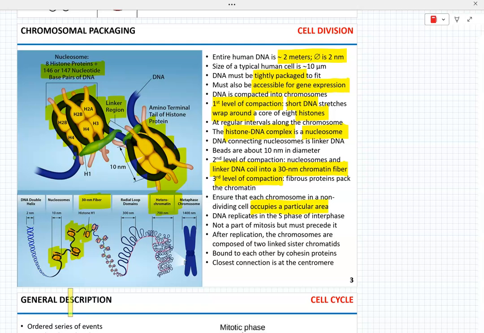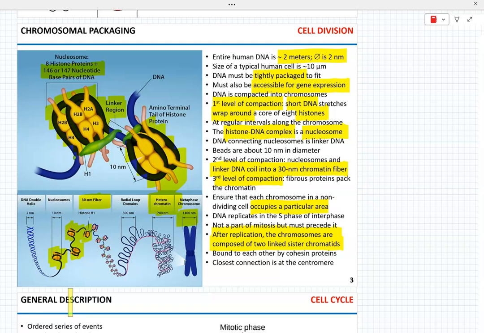DNA only replicates in one of the phases of the cell cycle called the S phase. S phase is not part of mitosis, cellular division, but it must precede mitosis in order to provide a DNA copy sufficient for 2 daughter cells. When a chromosome is replicated, it is composed of 2 linked sister chromatids.